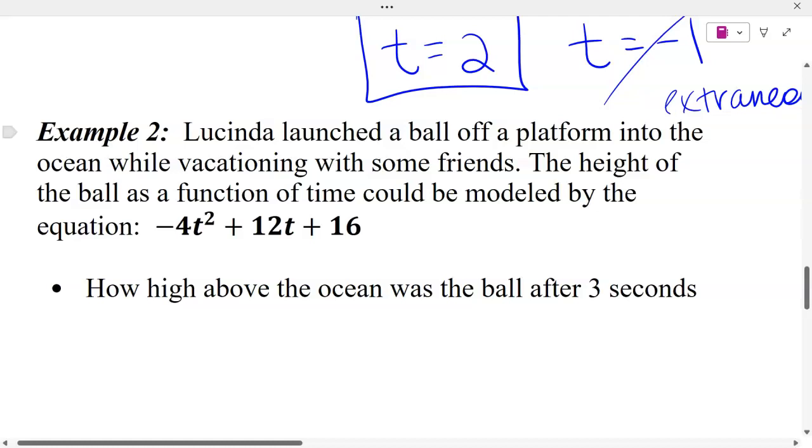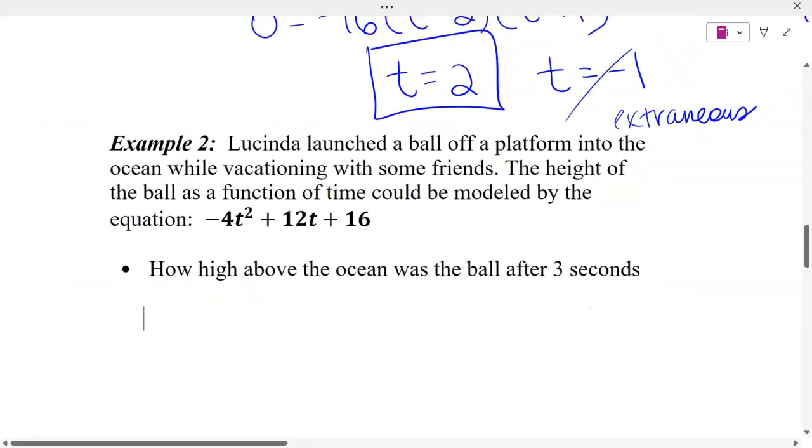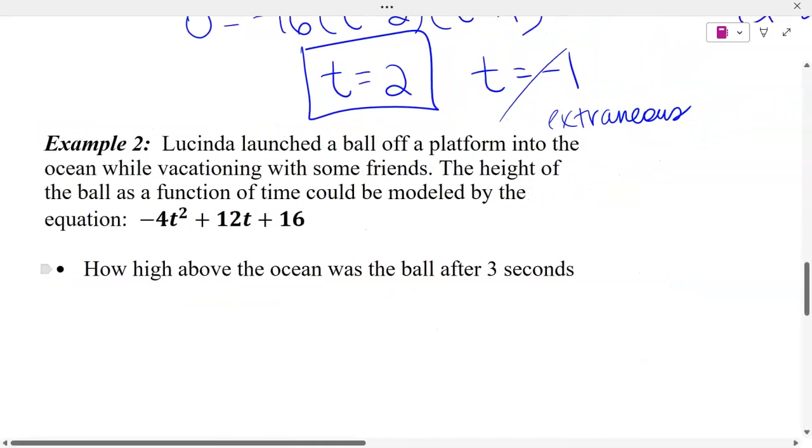So in this particular situation, it says Lucinda launched a ball off a platform into the ocean while vacationing with some friends. The height of the ball as a function of time can be modeled by the equation -4t squared plus 12t plus 16. So the first thing they ask is how high above the ocean was the ball after 3 seconds? So what they want us to find is the height, because this is the height, right, when t equals 3. So we're just plugging in 3 for t.